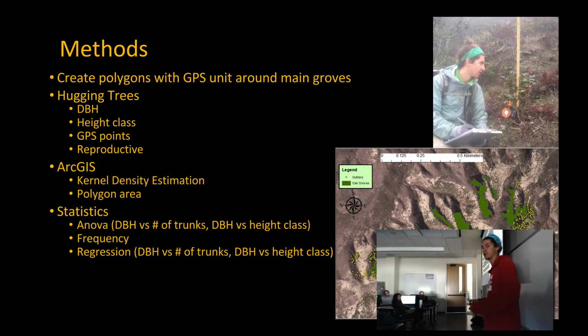Then I ran ANOVAs, frequency and regression tests to see what was going on with the outliers. Are they old outliers? Are they young outliers? What's going on there?